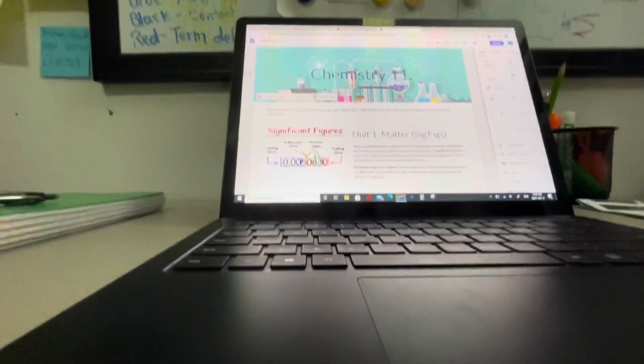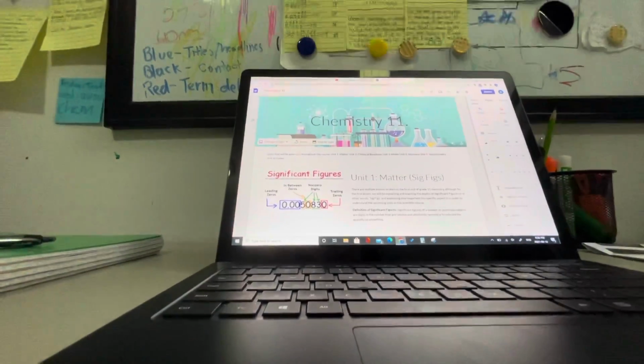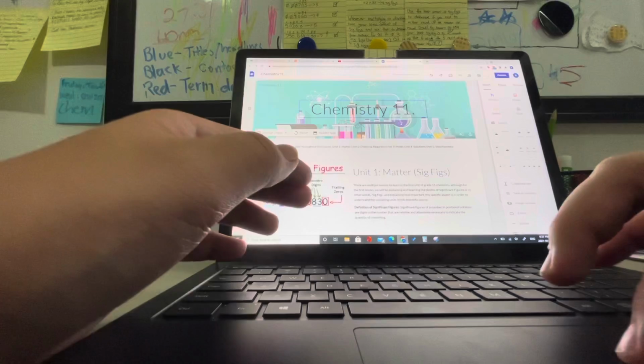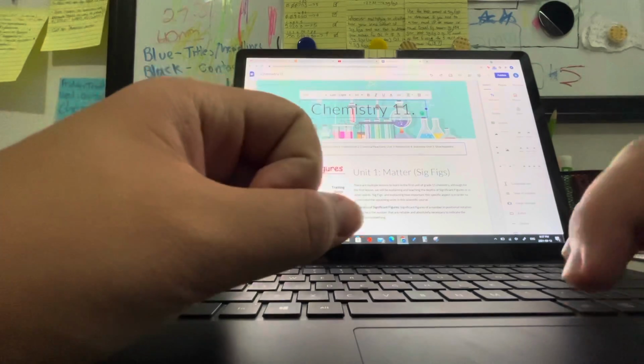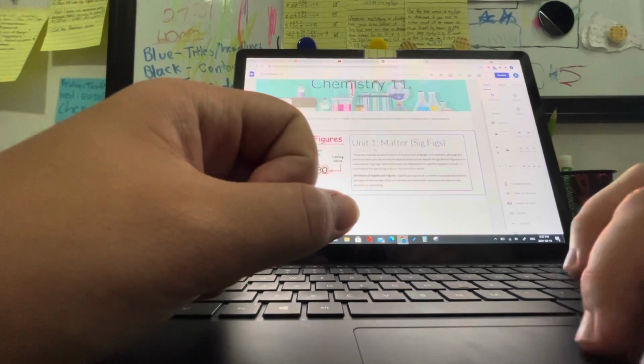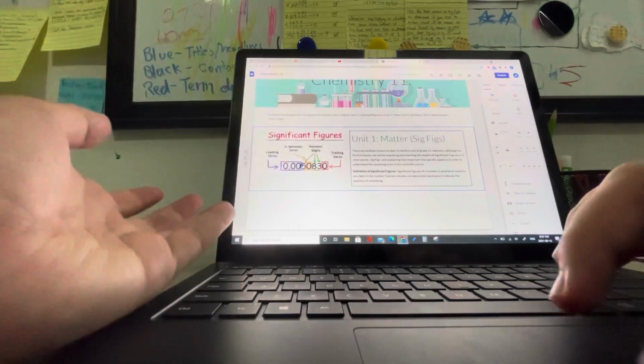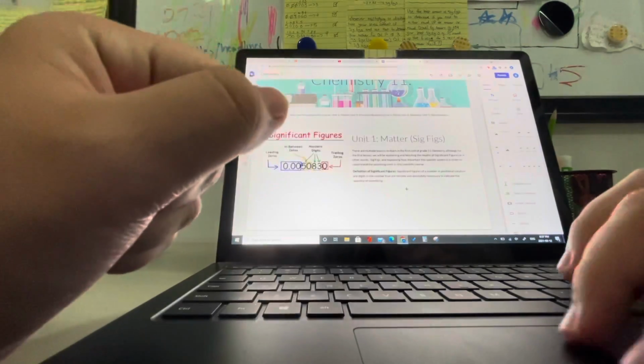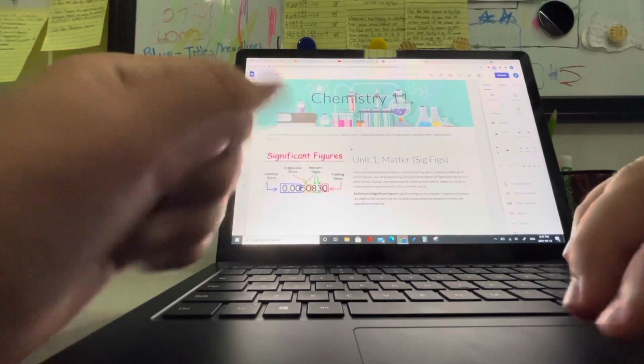Today we are going to be talking about significant figures. Now this is part 2, and we are going to be talking about mathematicals and how we use math in chemistry. Okay, so we're talking about significant figures. Like I said in the introduction, I know I've said it a lot, but I just need you guys to understand. Okay, so significant figures.